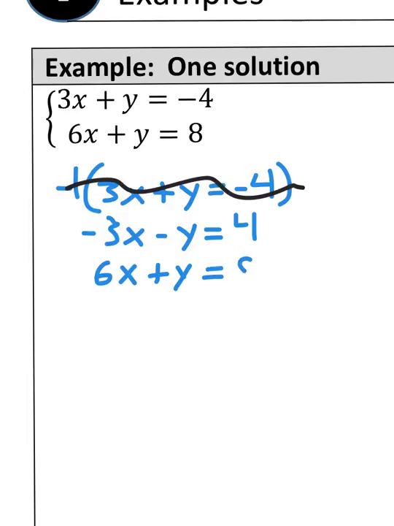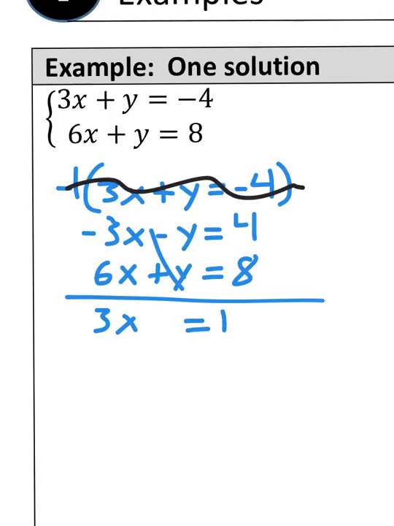equals 8. I'm going to combine my equations, so I have negative 3x and 6x is 3x. Negative y and positive y cancels out. Bring down my equals. 4 and 8 equals 12. So I get 3x equals 12. Divide both sides by 3. And I get x equals 4.